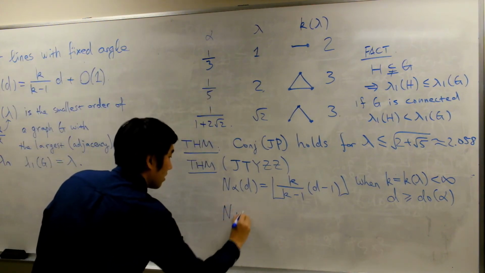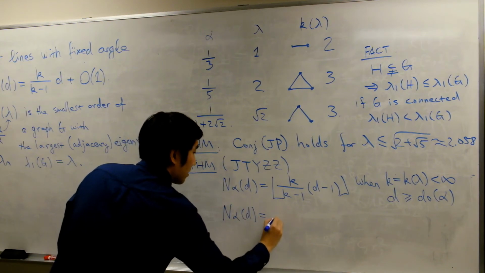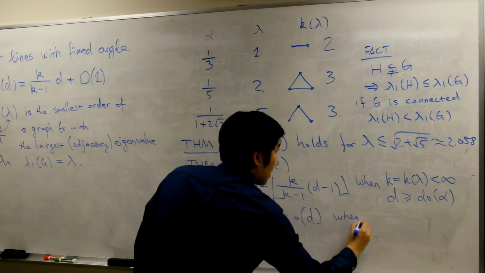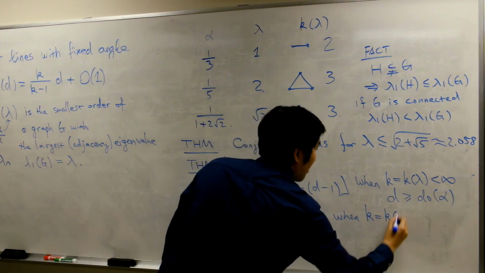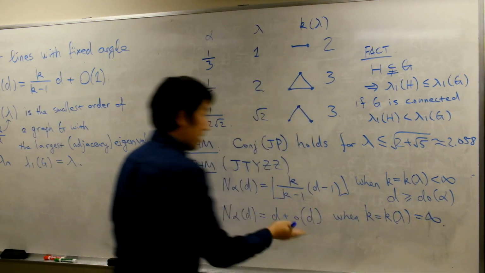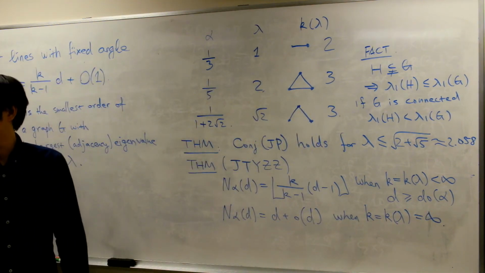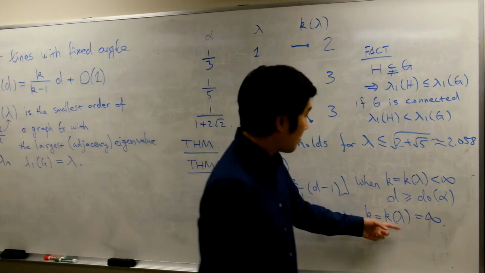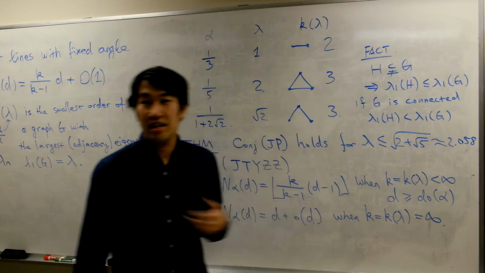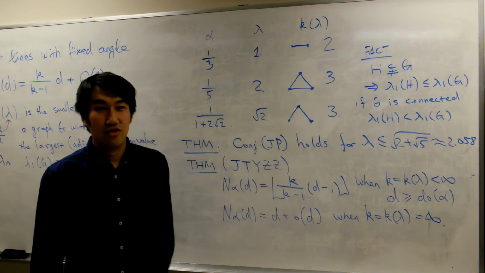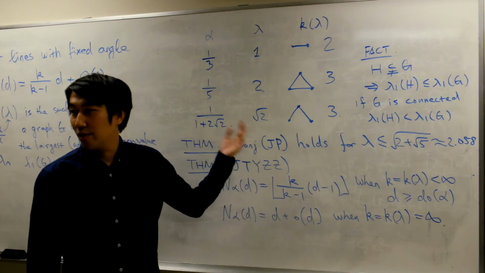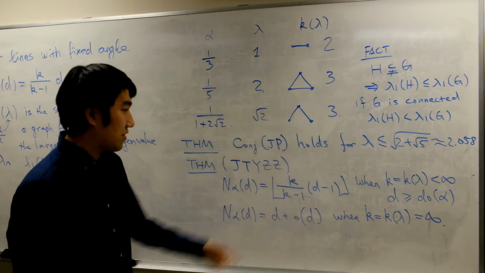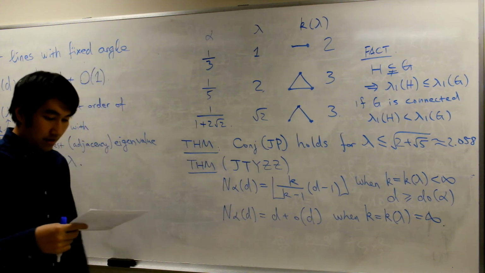And also when k of lambda is infinity, we can get such a result, d plus little o of d. Okay. So sometimes we will have this case because the lambda you get may be just, say, a transcendental number. So no graph will achieve such a thing, right? No graph will give you lambda as the largest eigenvalue. So it's also possible. Okay.